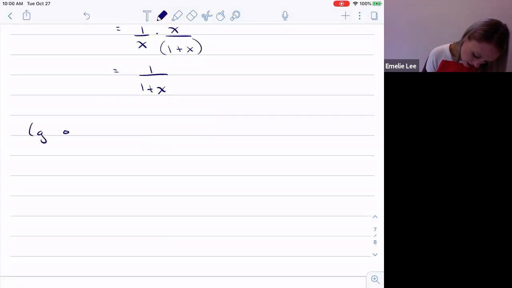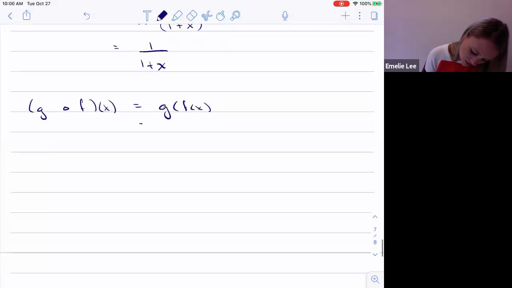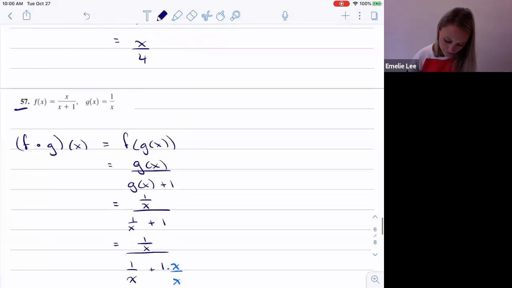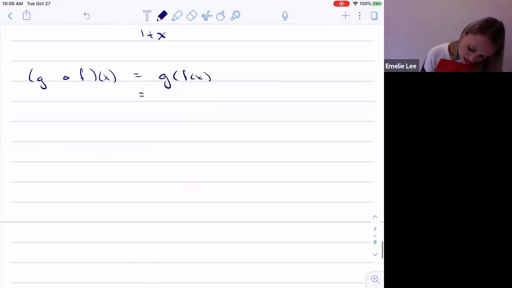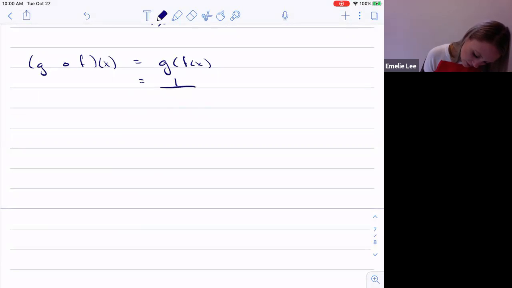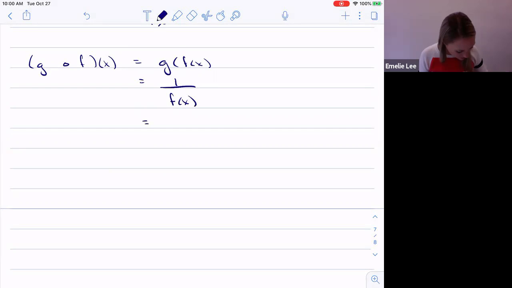Then we wanted to do g composed with f of x. G of f of x. G is just 1 over x, and replacing x with f of x, I get 1 divided by f of x. But f of x is that big nasty, and I'll copy it from my side here. 1 divided by x over x plus 1.